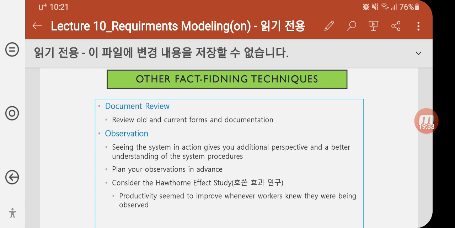Other fact-finding techniques: documentation review. Review old and current forms and documentation. Observation, seeing the system in action, gives you additional perspective and a better understanding of the system procedures. Plan your observation in advance. Consider the Hawthorne effect study.